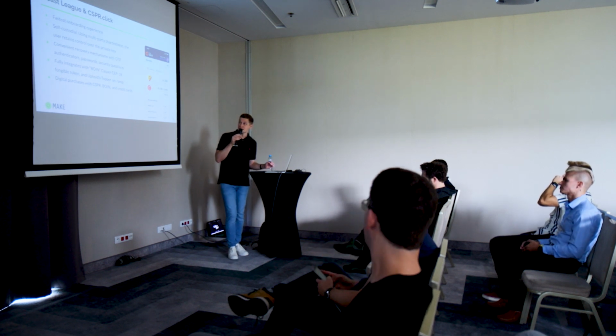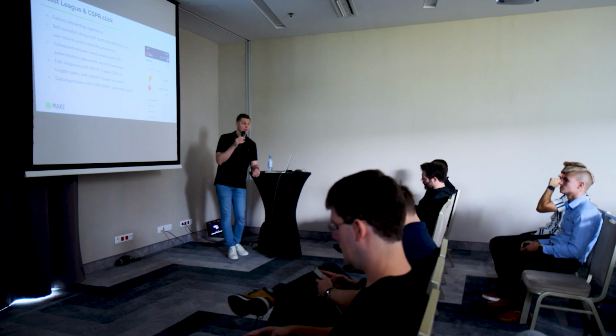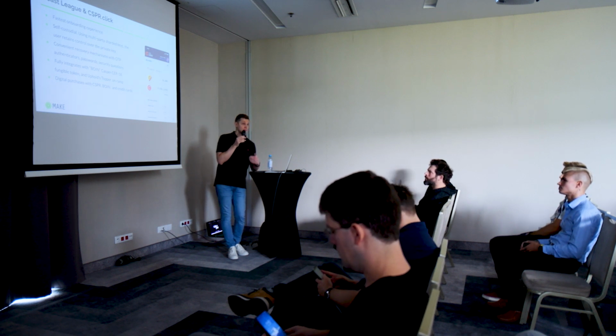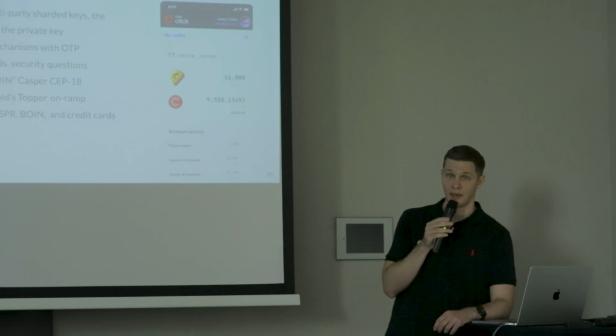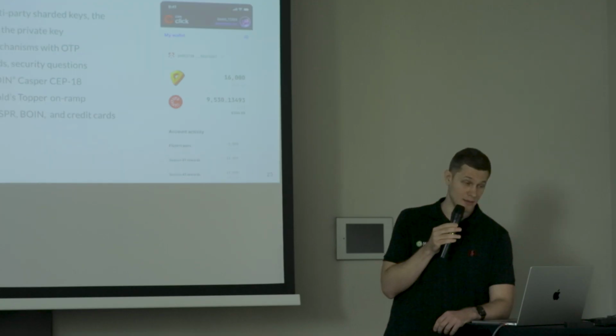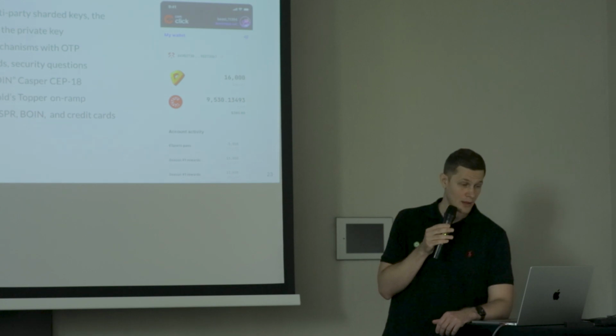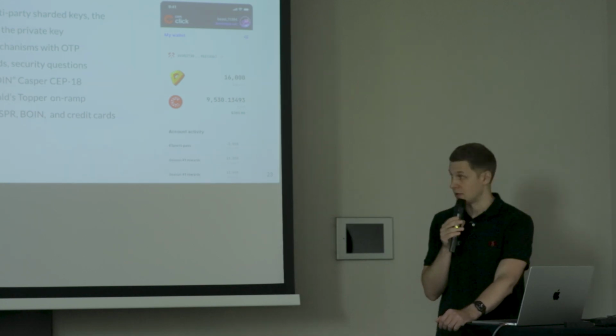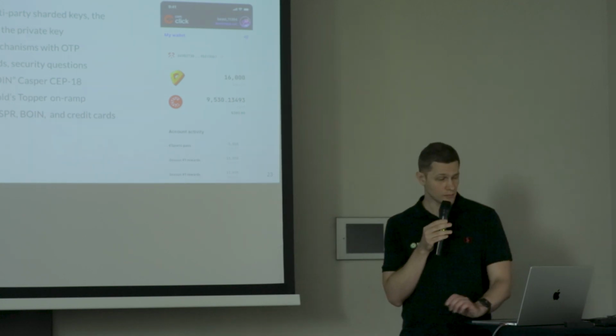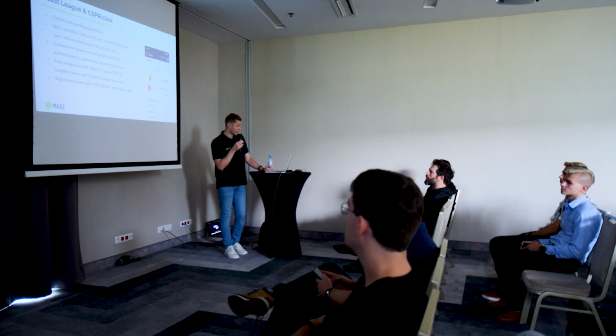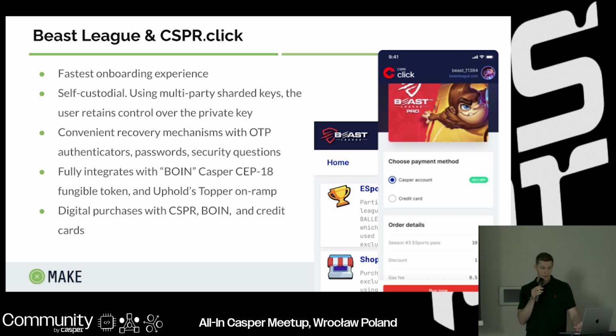So it fully integrates a fungible CP18 token. It's the virtual currency token in the game, and it's implemented on top of Casper. And they got Uphold Stopper on-ramp to top up their accounts. And they can make digital purchases with Casper, Boin, and credit cards. And well, let me show you.